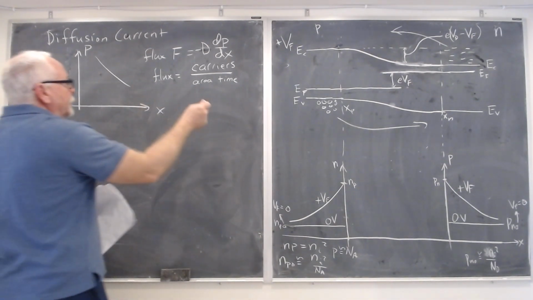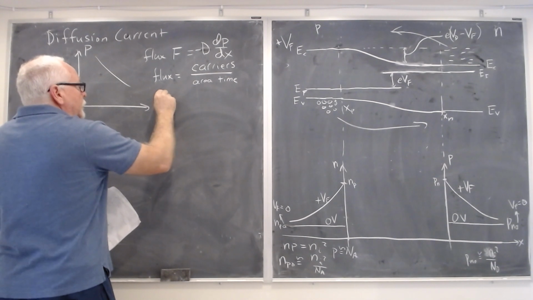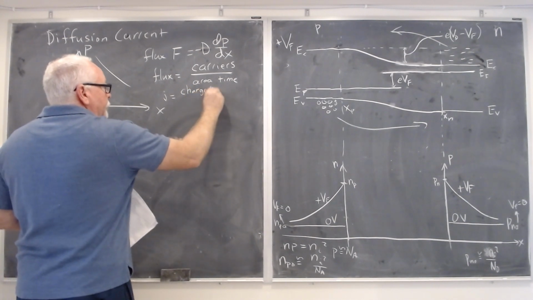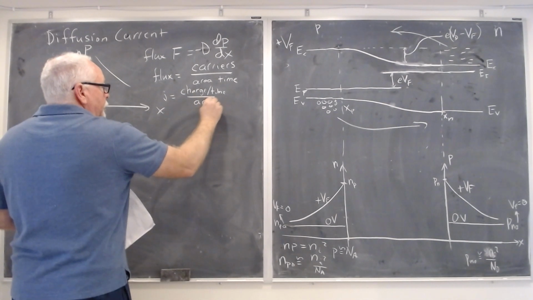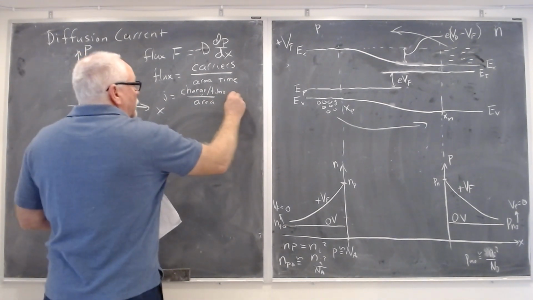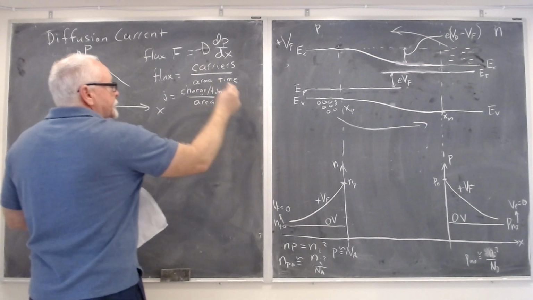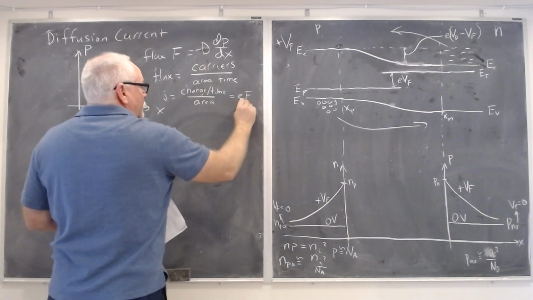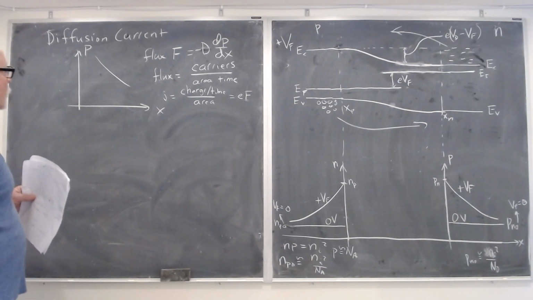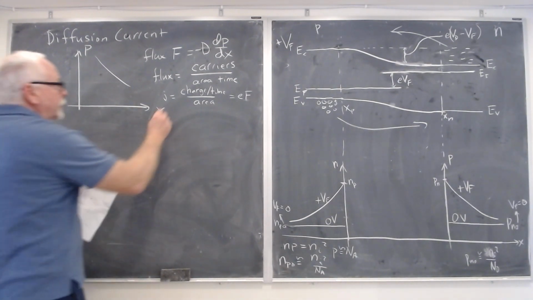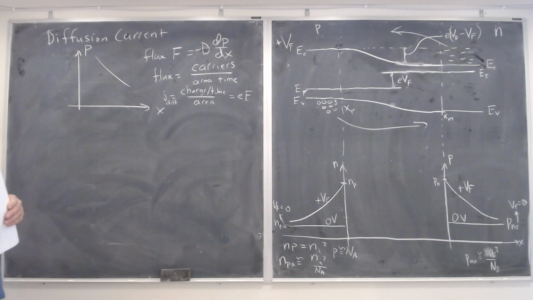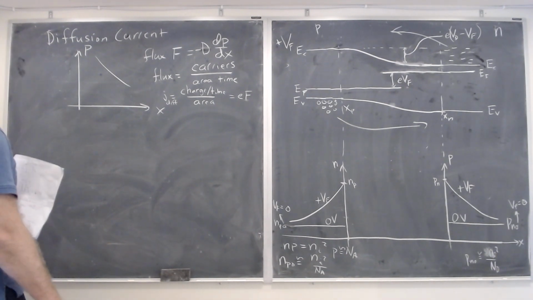And then if you think about it, J is the charge per unit time per unit area, right? Because charge per unit time is I, that's equal to this times the charge of an electron. And so I could put diffusion there. It's basically a current density due to diffusion, which is due to a gradient in concentration.